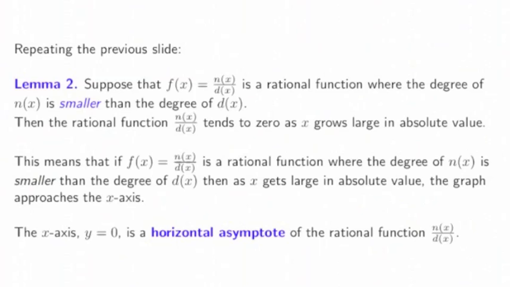Here's how to find y equals 0 as a horizontal asymptote. Ask the question, is the degree of the numerator smaller than the degree of the denominator? If it is, then y equals 0 is a horizontal asymptote. A corollary of a lemma is the result that follows directly from it.